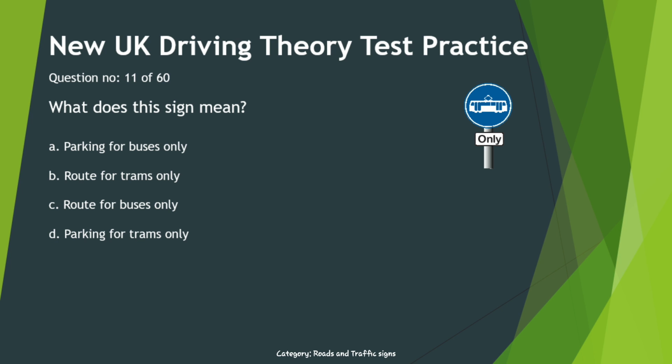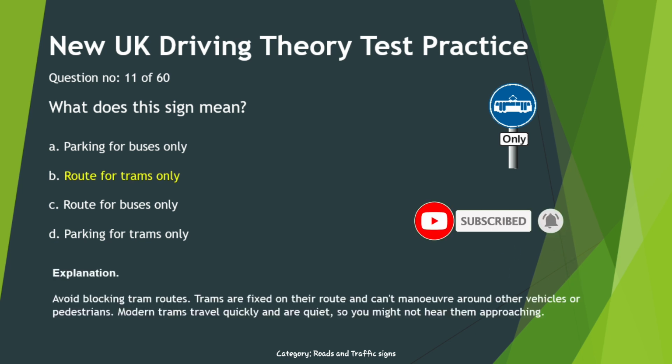Question 11 of 60. What does this sign mean? A. Parking for buses only. B. Route for trams only. C. Route for buses only. D. Parking for trams only. The correct answer is B. Route for trams only. Explanation. Avoid blocking tram routes. Trams are fixed on their route and can't maneuver around other vehicles or pedestrians. Modern trams travel quickly and are quiet, so you might not hear them approaching.